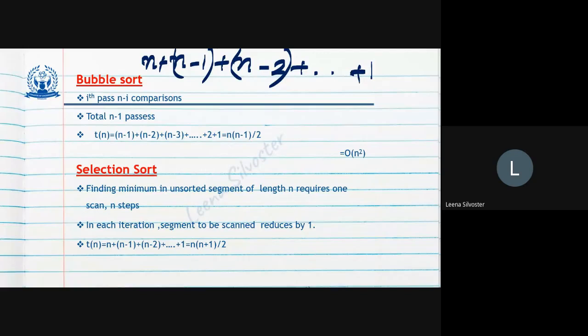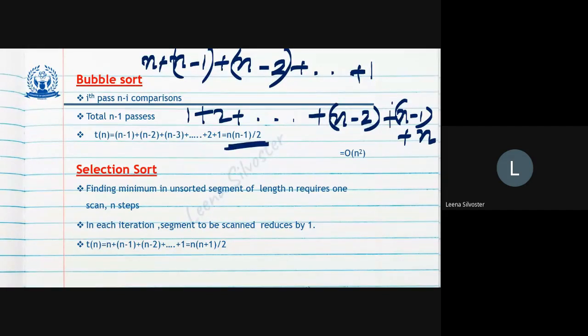How did you get it? It is the sum of n minus 1 natural numbers. How will you find the sum of natural numbers? That is 1 plus 2 plus etc. plus n minus 2 plus n minus 1 plus n. So what is the formula? The formula is n into n plus 1 divided by 2. Why is this n into n minus 1 divided by 2? Because there is no n here, right?